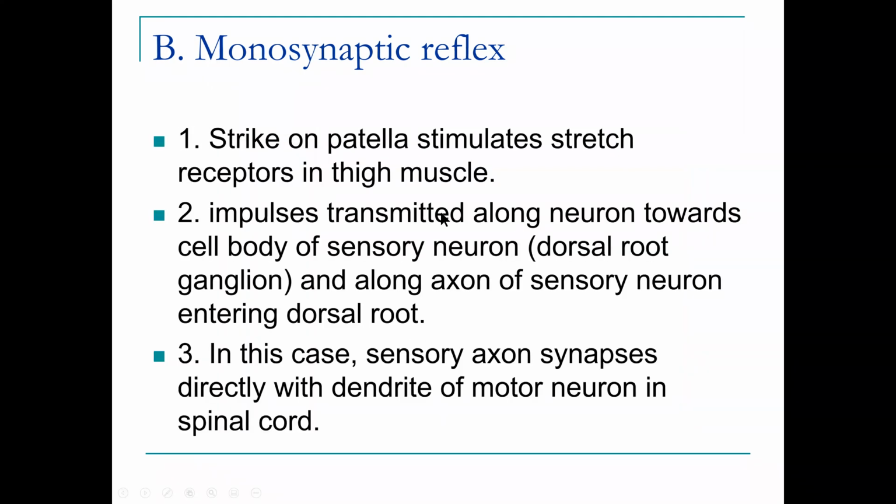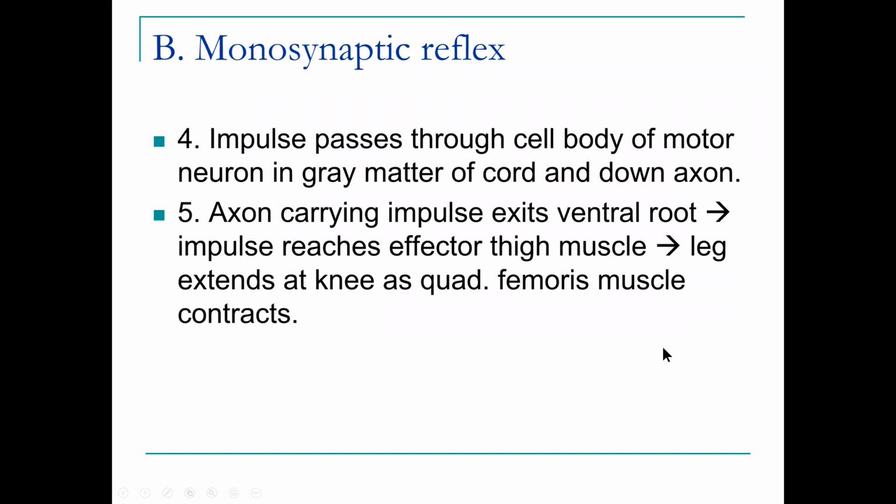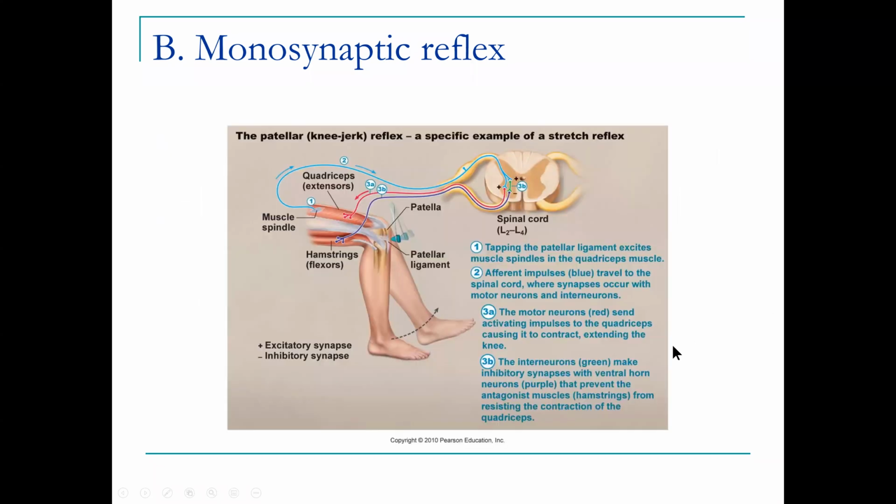Patellar reflex: stretch receptors in the patellar tendon transmit the impulse toward the cell body in the dorsal root ganglion, the axon enters the dorsal root, the sensory neuron synapses directly with the dendrite of the motor neuron in the spinal cord, passes through the cell body of the motor neuron, down the axon, carries impulses out the ventral root, and reaches the effector thigh muscles. The leg extends at the knee as the quadriceps femoris muscles contract, and then the hamstring muscles relax. So this is just a simple reflex.